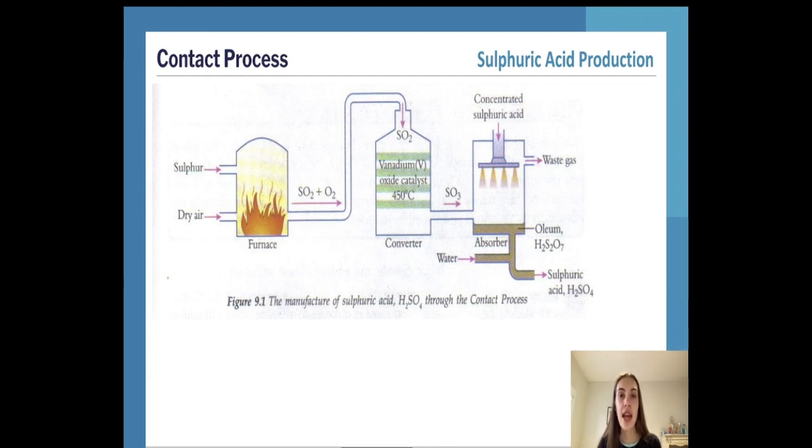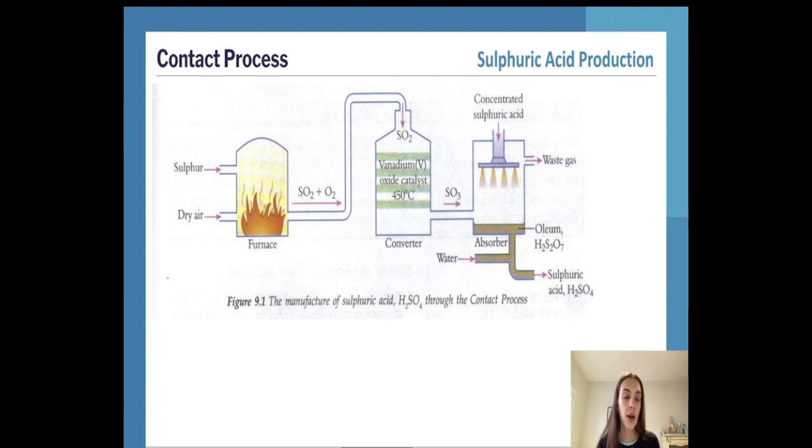In either case, an excess of air or oxygen is used so that the sulfur dioxide which is produced is already mixed in with oxygen, which can then be used for the next stage of the reaction, which is making the sulfur trioxide.